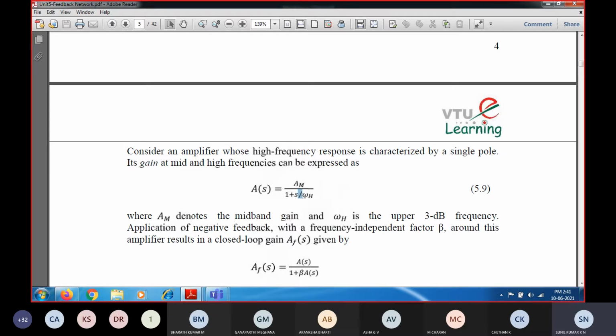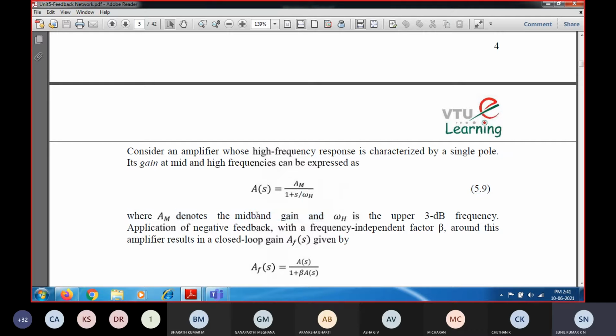This will be the 3 dB frequency for a given amplifier. Again, omega H will be the 3 dB frequency, right? So omega H corresponds to the 3 dB frequency. So this is for the high frequency response only. So it will have a low pass type of transfer function. That is what we are going to write here.